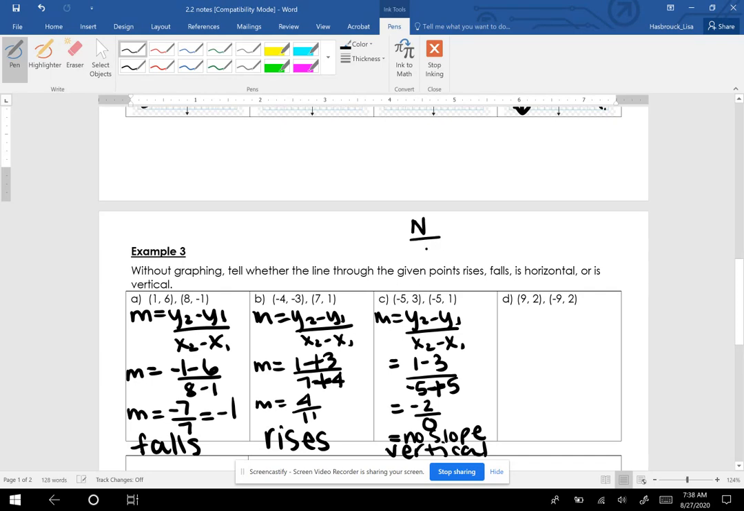I like to remember it like this. So notice the zero's on the bottom, so no, it's not okay. If the zero's on top, that is okay. So looking at this next one, I get 2 minus 2 on top and negative 9 minus 9 on bottom. 2 minus 2 on top is a 0. Negative 9 minus 9 on bottom is a negative 18. This ends up equaling 0 because the 0 is on top. Recall from up above, that's okay. That means, since it's a 0 slope, this is a horizontal line.